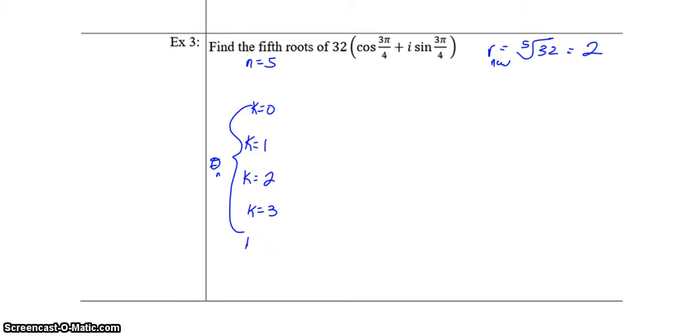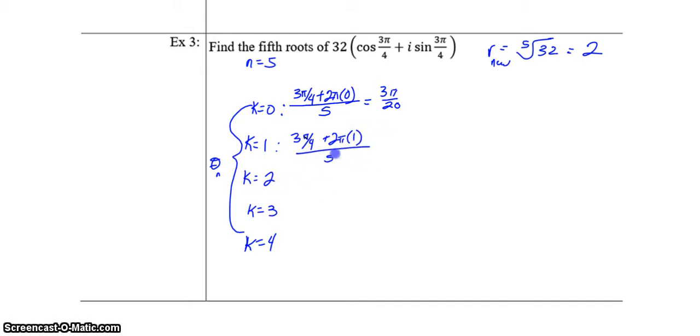Oops, I did that. I knew I would. So 0, 1, 2, 3, 4 gives us 5 options. Plug it in. So 3 pi over 4 plus 2 pi times 0, over 5. So 3 pi over 4 divided by 5, times a fifth. So let's do that with 3 pi over 4 plus 2 pi times 1, all over 5.